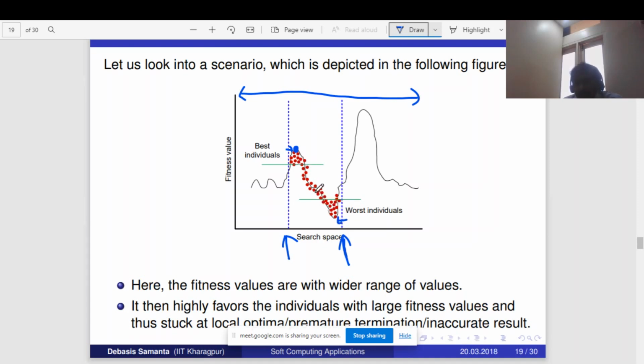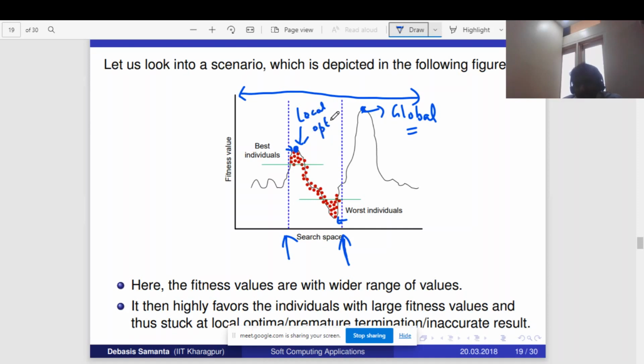But if you see, the global optimal solution is lying here. As long as the individuals are coming from only this region, your problem will not improve. I mean you may not be able to identify the global optimal. You may identify the local optimal, this optimal solution, and you may have to be happy with this.